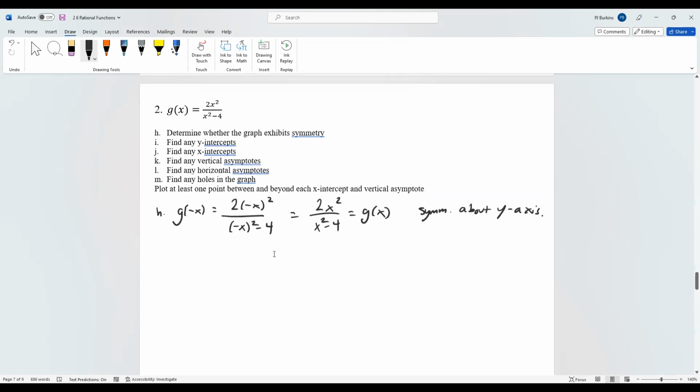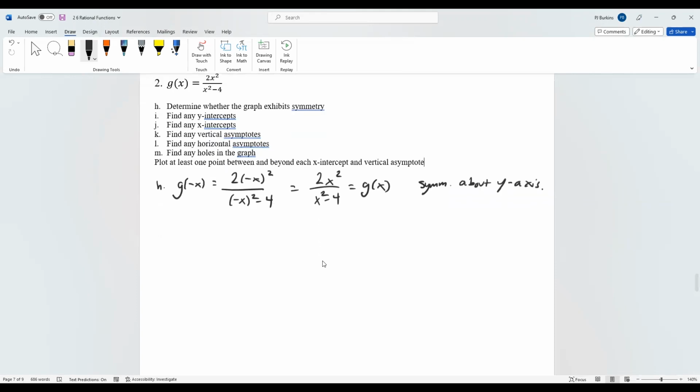What's next? Find the y-intercepts. Remember, to find the y-intercepts, we are looking for when x is 0. So we're looking for g of 0, which really just means plug in 0 everywhere. Right? So 2 times 0 becomes 0. Then we have negative 4, but it doesn't matter because the numerator is 0. So it looks like we go through the origin, (0, 0).